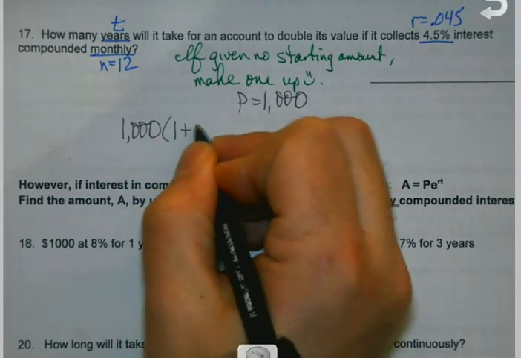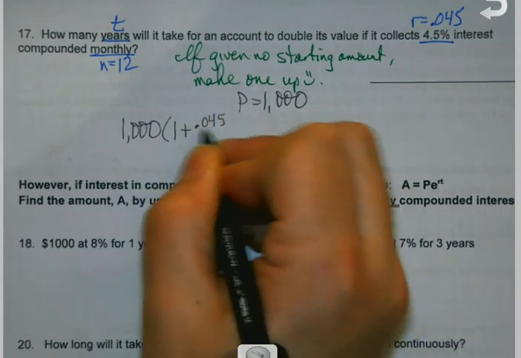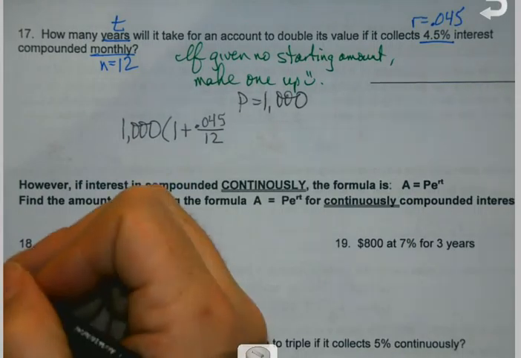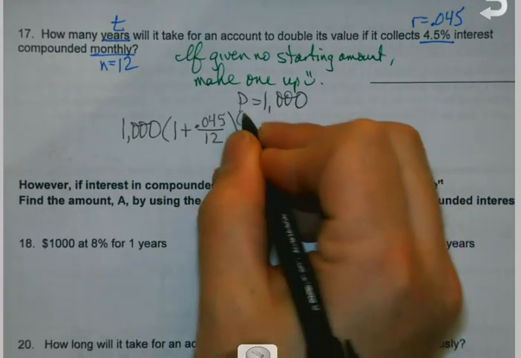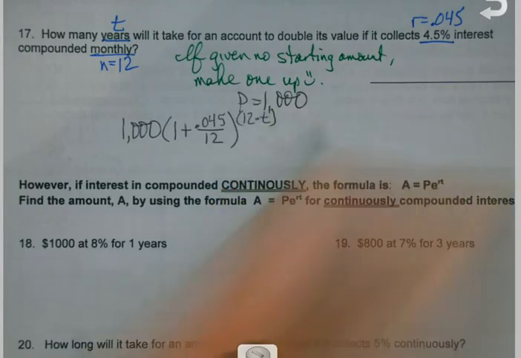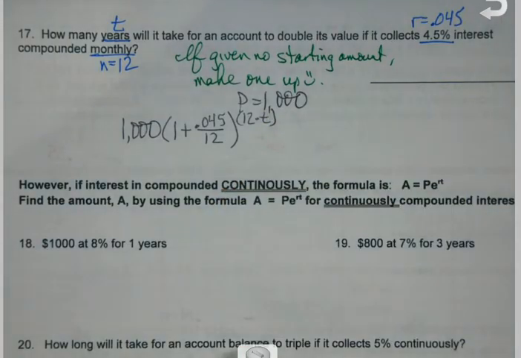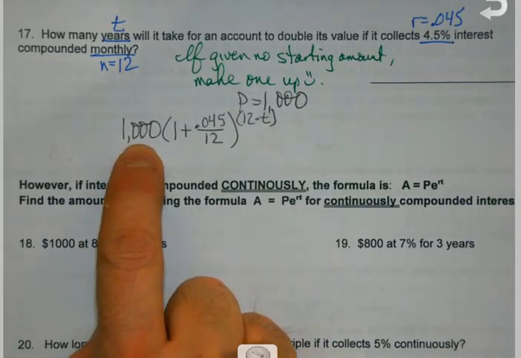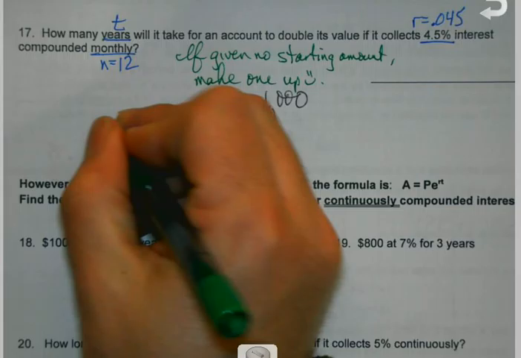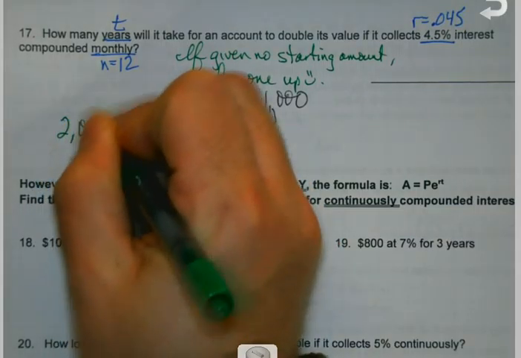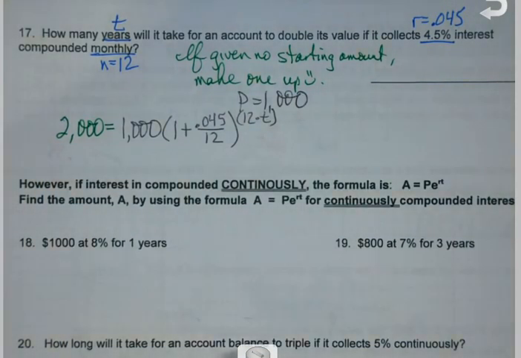1 plus my rate over 12, because again, monthly means my end value is 12. I don't know how long. That's what I'm trying to figure out. But here's the other piece of information I need that I haven't quite gotten into my equation yet. How many years will it take for my account to double? Okay, if I started with 1,000, how much am I going to have when it doubles? 2,000. So that's going to be what I'm going to have at the end. I have every single value now that I need except the T value.